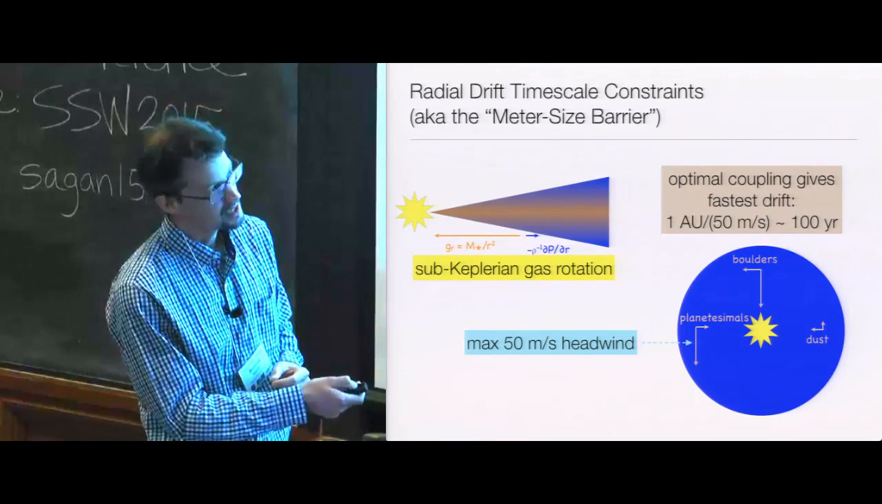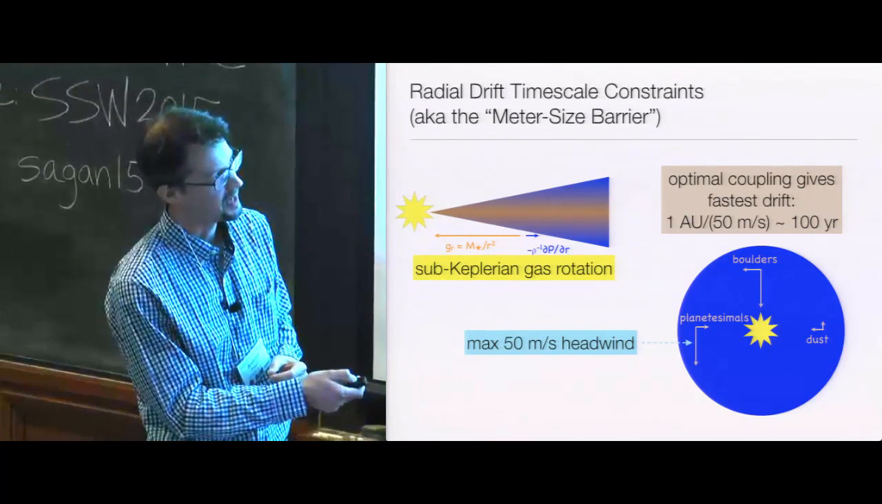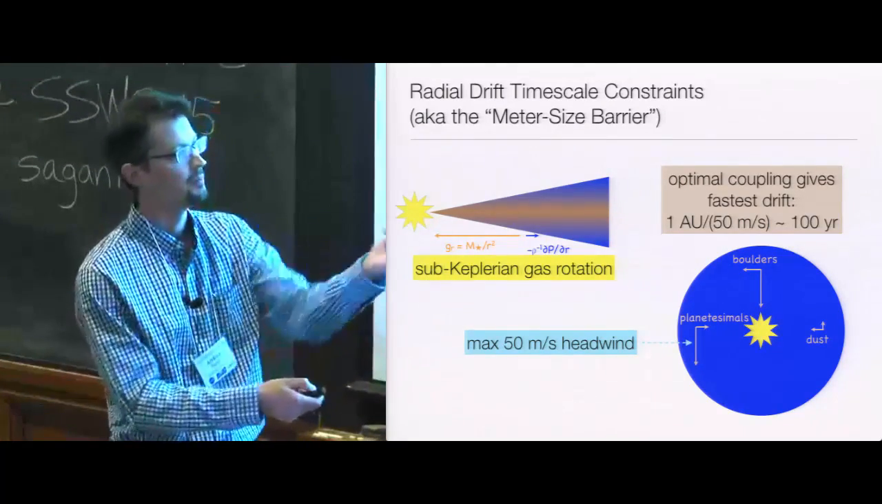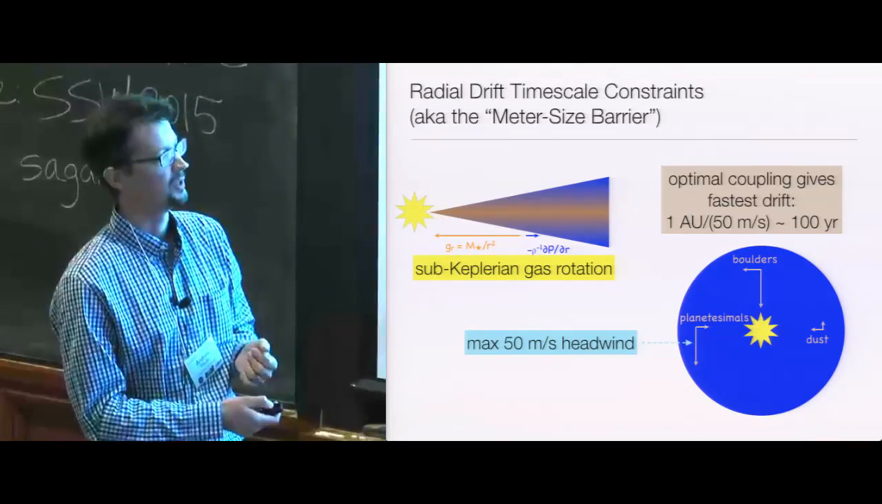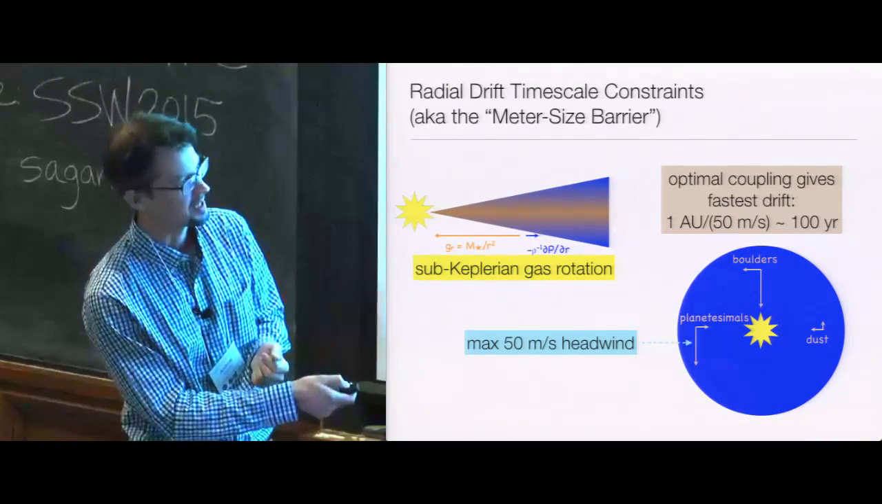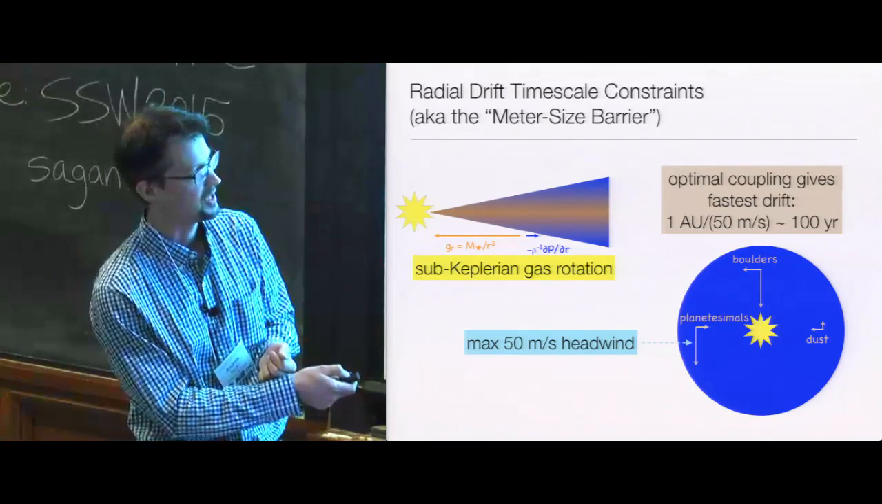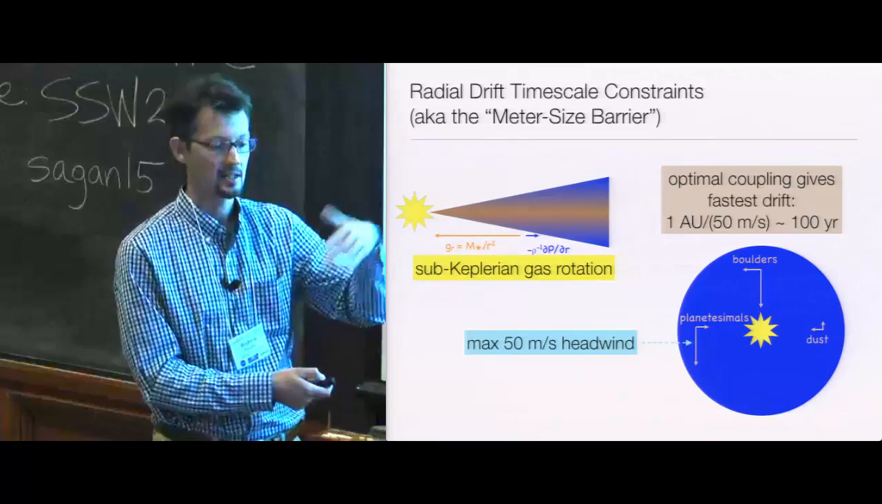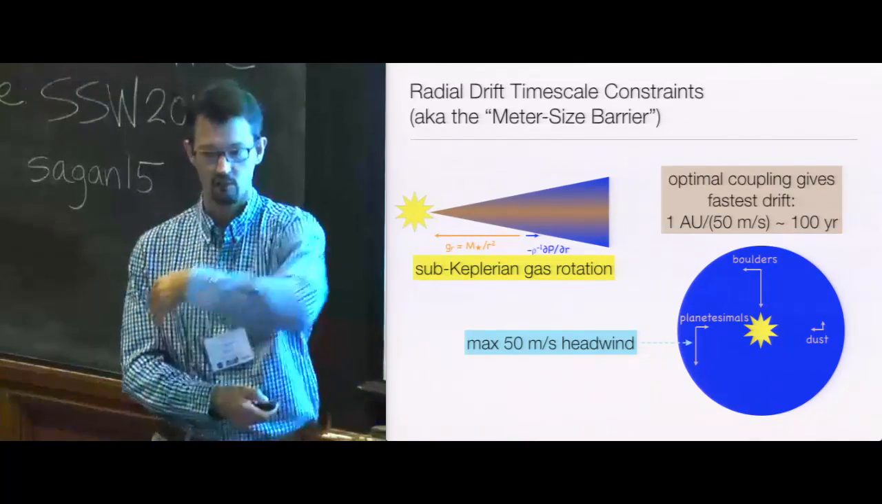But to the extent that it does see a headwind, and all the particles will see some headwind on average, that headwind robs these particles of angular momentum and causes them to drift inwards, right? So I've already explained why the dust grains have slow drift speeds, because they're tied to the gas.